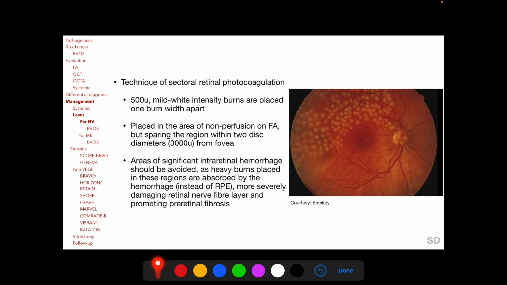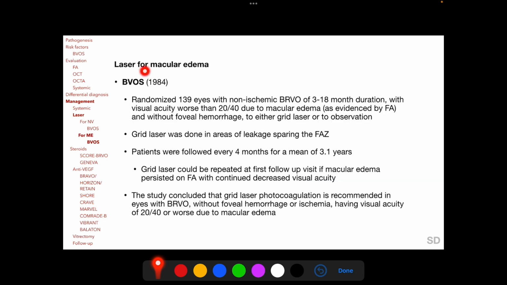and areas of significant intraretinal hemorrhage should be avoided during sectoral retinal photocoagulation. The BVOS also evaluated the role of grid laser photocoagulation for macular edema, and for this BVOS randomized 139 eyes with non-ischemic BRVO with visual acuity worse than 20/40 due to macular edema as evidenced by fluorescent angiography to either grid laser or to observation. So we note here that like CVOS, BVOS also was a pre-OCT and pre-anti-VEGF era study.